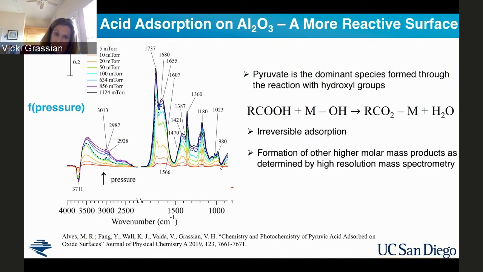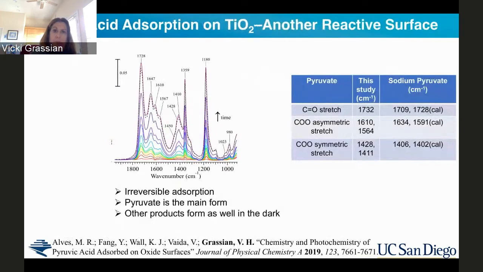What is interesting about this is that if you look at the black dotted line in these spectra, and sorry if it's hard to see, really we maintain a lot of the surface absorption, and we see that there's a great deal of irreversible absorption. And in a moment, I'm going to show you that we even make some higher molar mass species that we've been able to detect with mass spectrometry. But before I show you that, I just want to show you that TiO2 is similarly reactive.